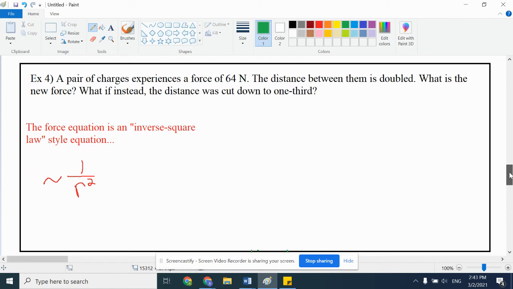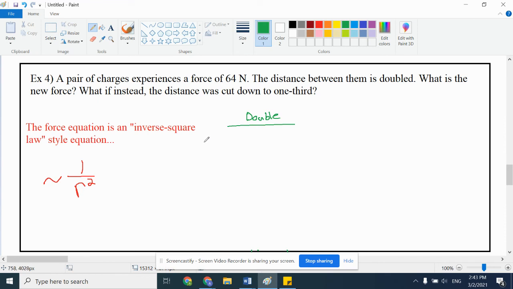Going to our last example of the day. A pair of charges experiences a force of 64 newtons. The distance between them is doubled. What's the new force? Or instead, if the distance was cut down to 1/3, what's the new force? This is hitting on the inverse square law idea, the fact that the force has a dependency on 1 over r squared. So let's start with the double.